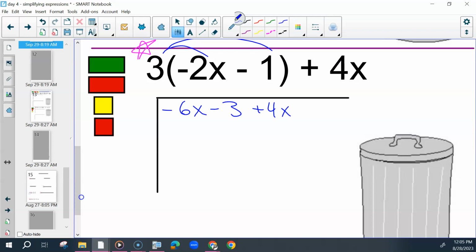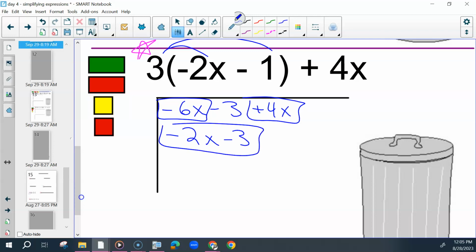Now, we can combine like terms. What would that be? Negative 2x minus 8. And that would be our final answer. Any questions so far about how we distribute and combine the terms?